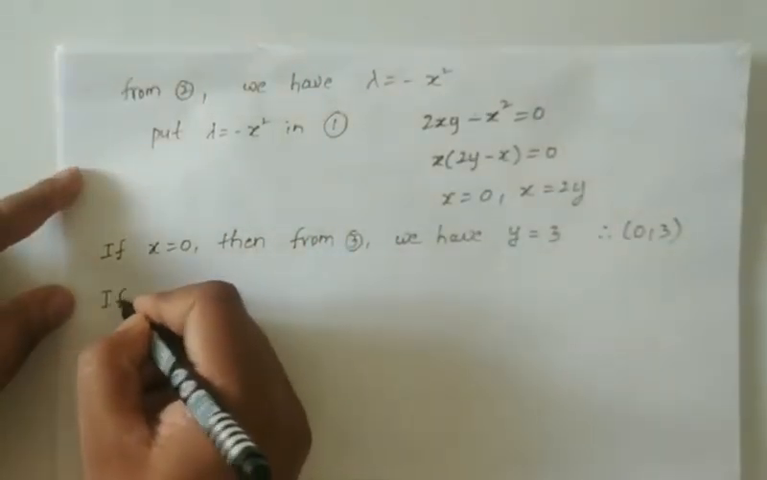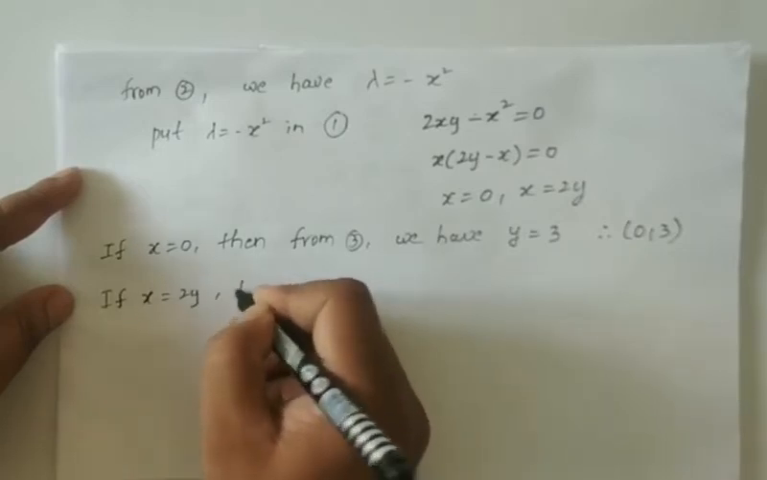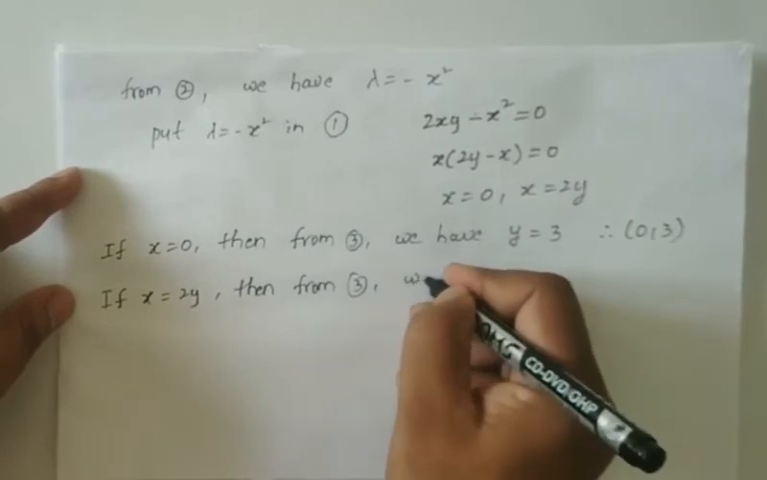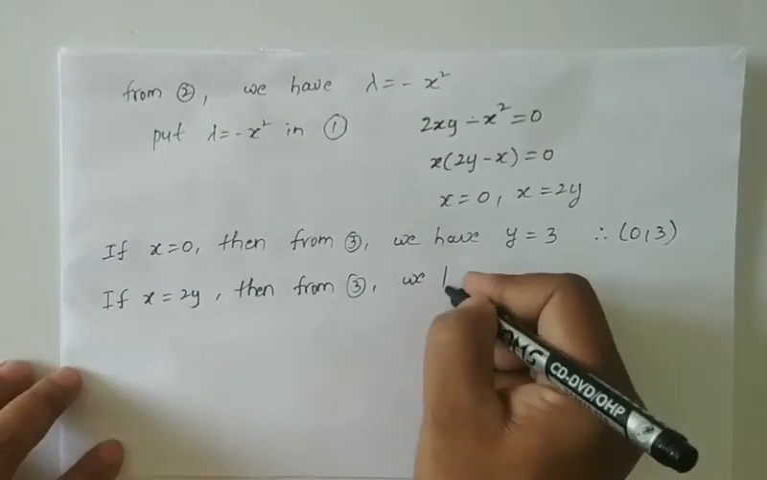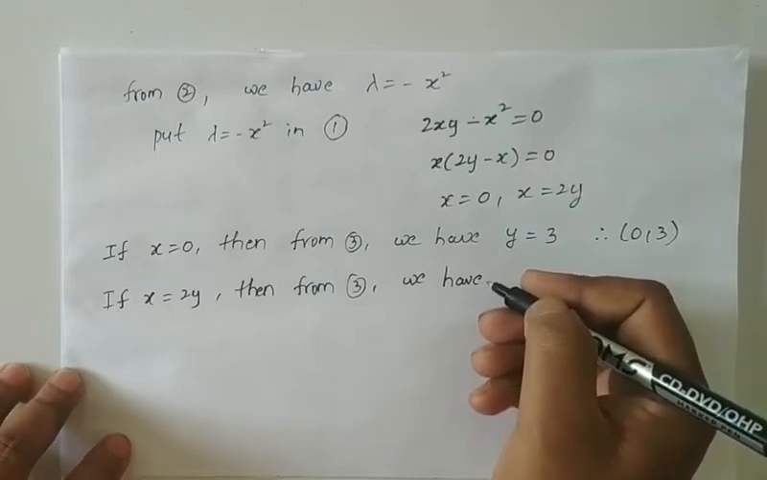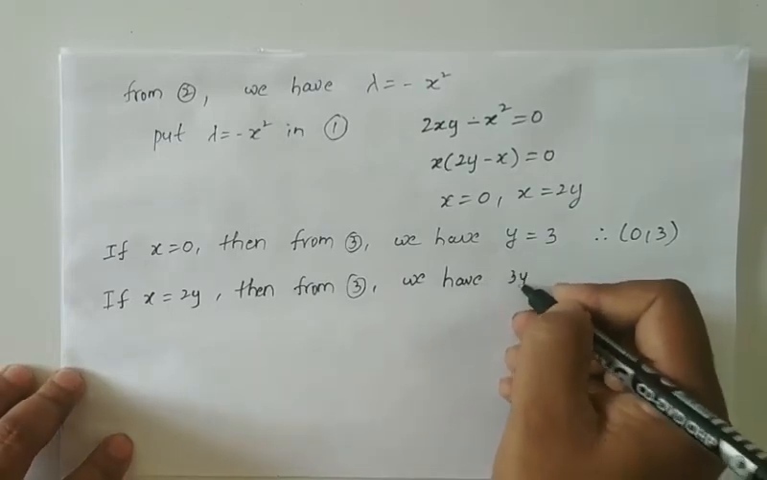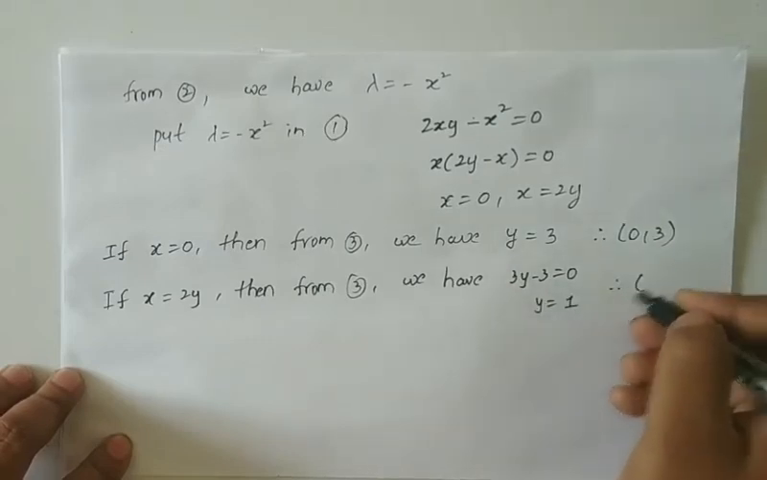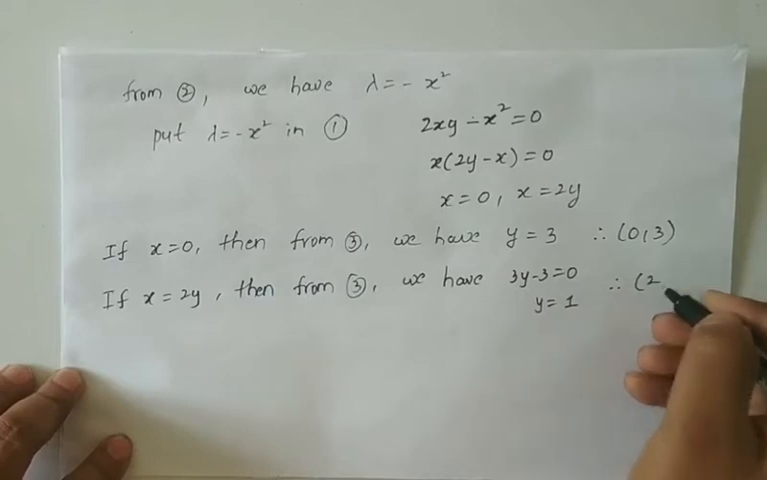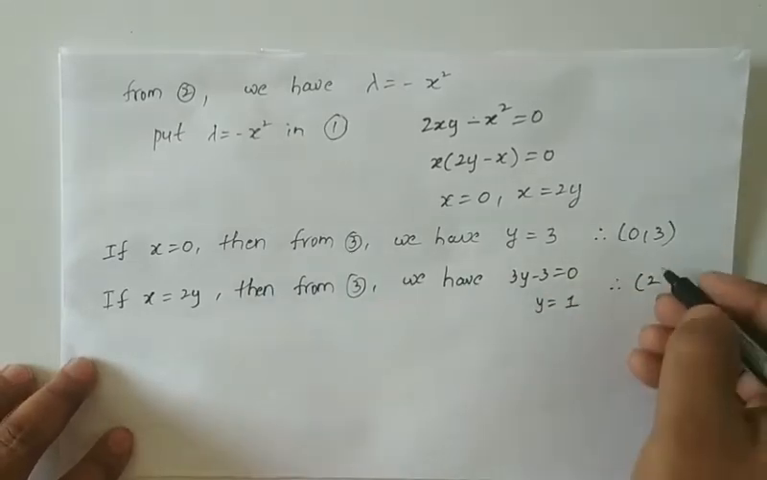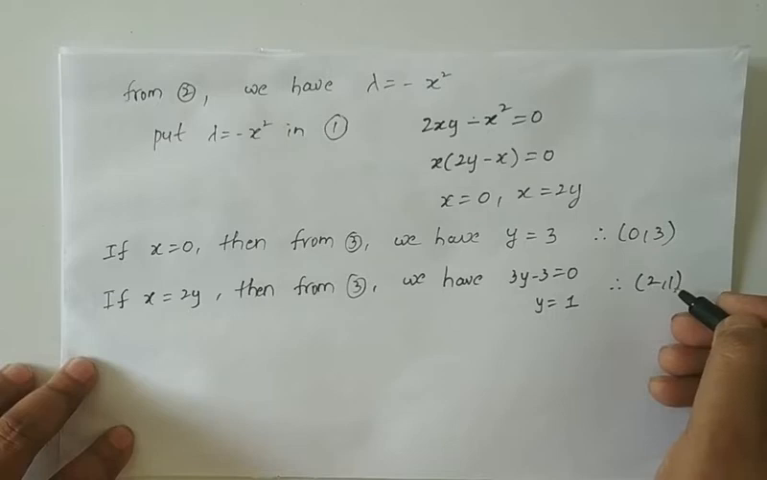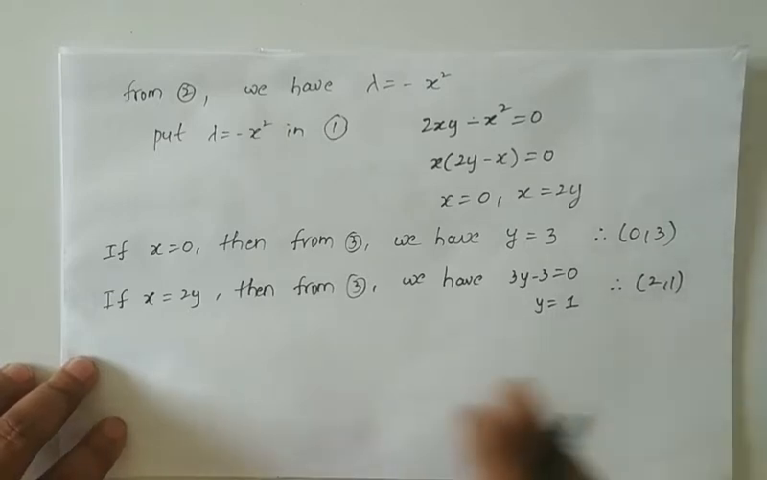If x is equal to 2y, then from equation 3 we have 2y plus y minus 3, which is 3y minus 3 is equal to 0. Therefore y is equal to 1, and x is equal to 2. The point 2 comma 1 also satisfies the constraint function: 2 plus 1 is equal to 3. Please remember that point.